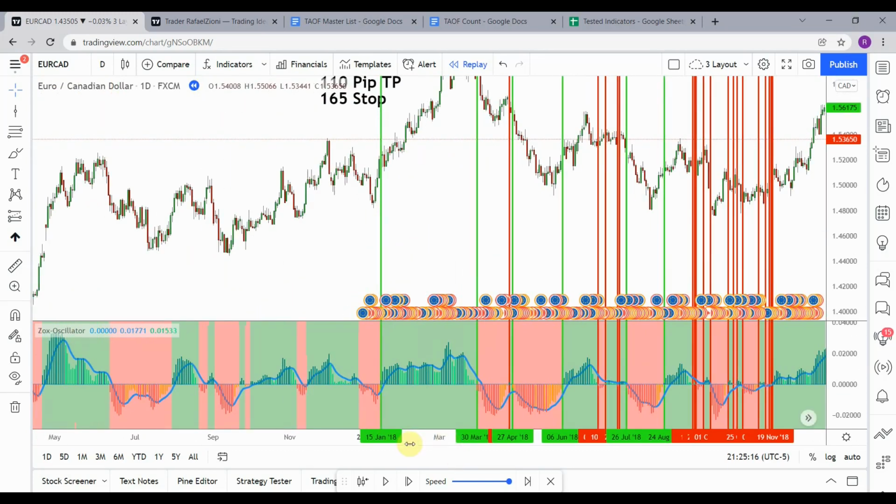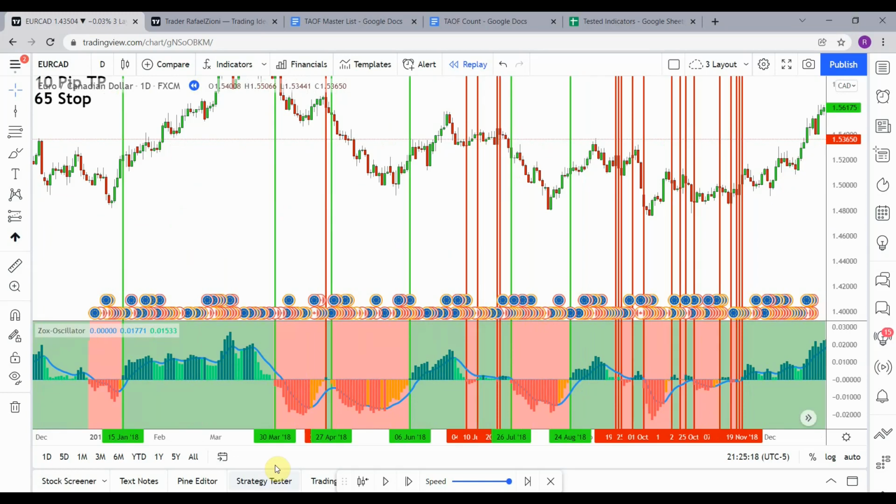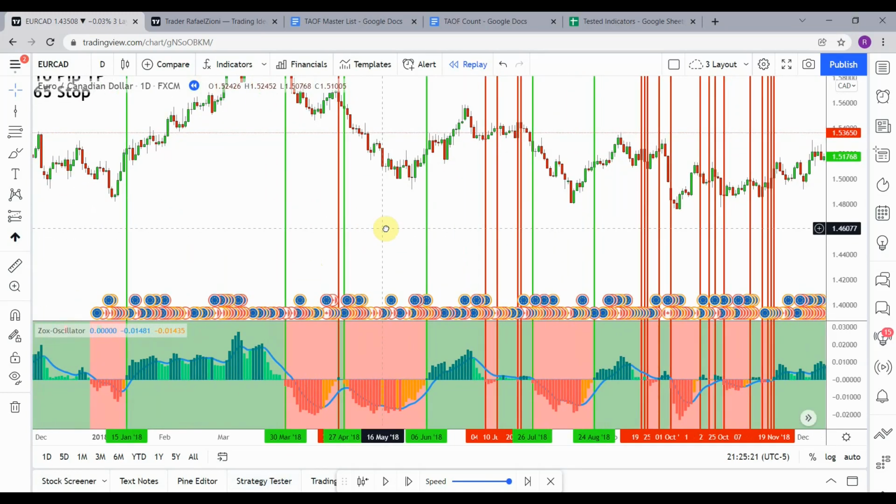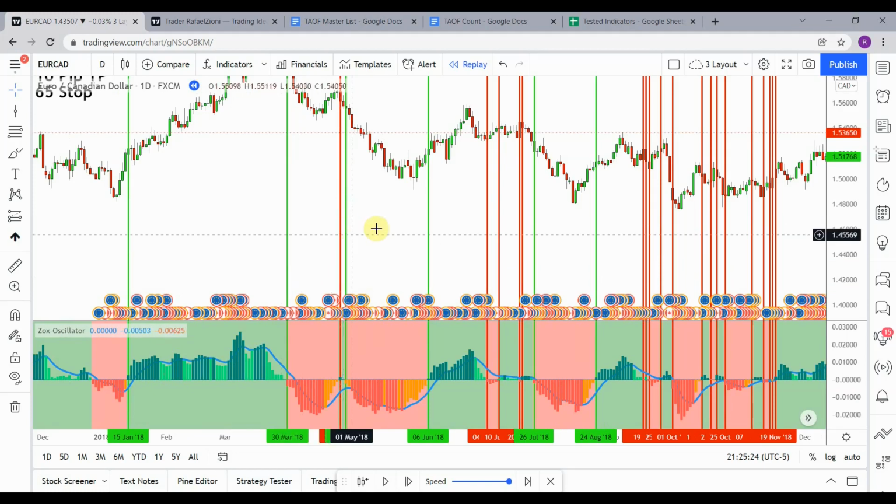All right, let's go back here, get everything in focus, and we will count these out. So we have 1, 2, 3, 4, 5, 6, 7, 8, 9, 10, 11, 12, 13, 14, 15, 16, 17, 18, 19, 20, 21, 22, 23, 24, and 25. So we have 25 trades all together, 25 signals, and we have 1, 2, 3, 4, 5, and 6 winning trades.